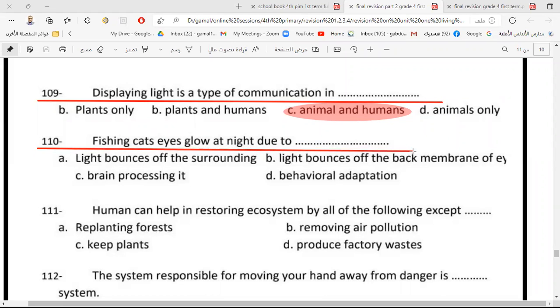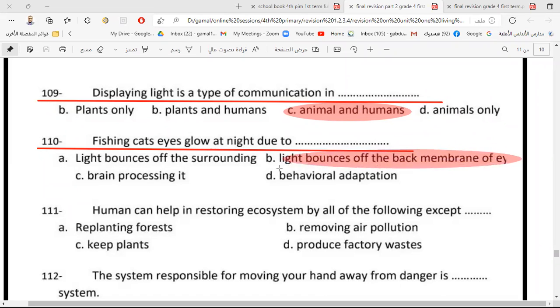110. Fishing cat eyes glow at night due to light bouncing off the back membrane of the eye, brain processing it, behavioral adaptation. Again, fishing cat eyes glow at night. You know the fishing cat? We saw a video for it before. The light bounces off the back membrane of the eye. Which is correct? Light bouncing off the back membrane of the eye.